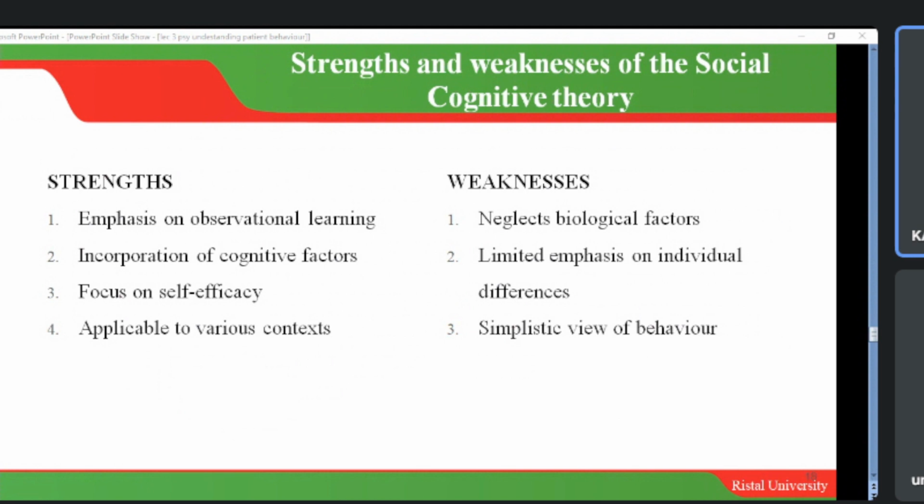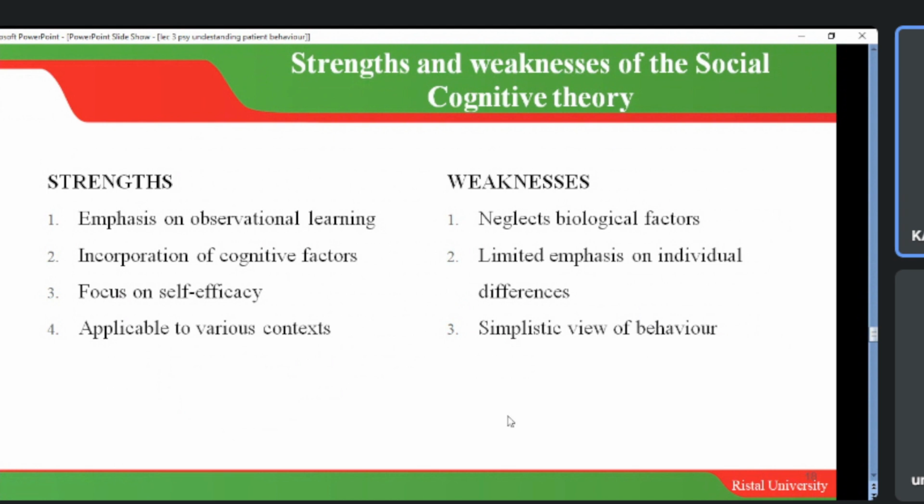Then it is applicable to various contexts. Yes, cultures, sexes, age groups. That's what we mean. Then weaknesses. It has a neglect of biological factors. Yes, it's a weakness. It does not look at an individual as an individual. It says this individual will learn from someone, but doesn't have the concept that these individuals actually have some things in mind by themselves.